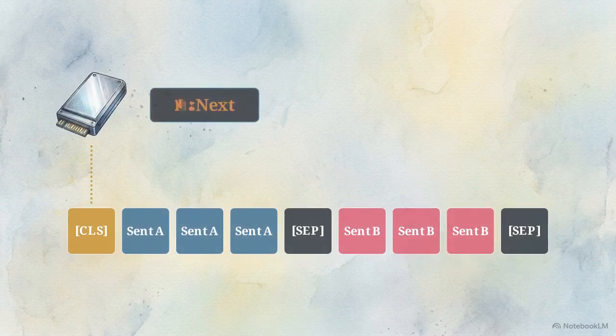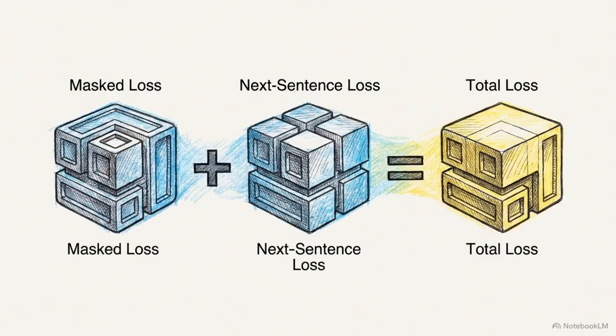The model reads this binary prediction, is next or not next, directly off the final hidden state of that special class token placed at the beginning of the sequence. Because the attention mechanism is deeply bidirectional, the network doesn't need a complex pooling layer here. The CLS position automatically aggregates information from the entire sequence pair in every layer. The final pre-training loss is simply the sum of the mean masked likelihood and the mean next sentence likelihood.